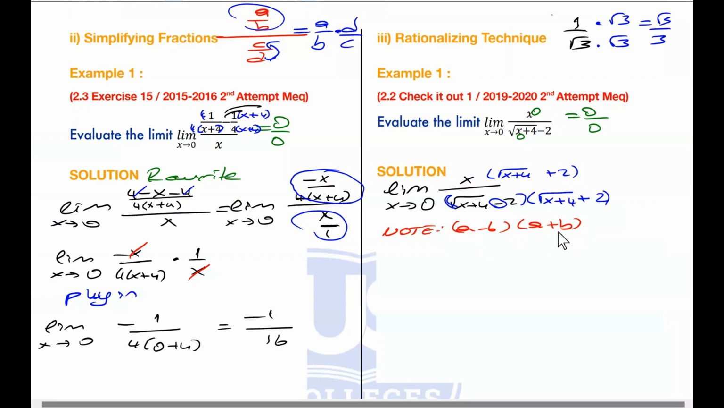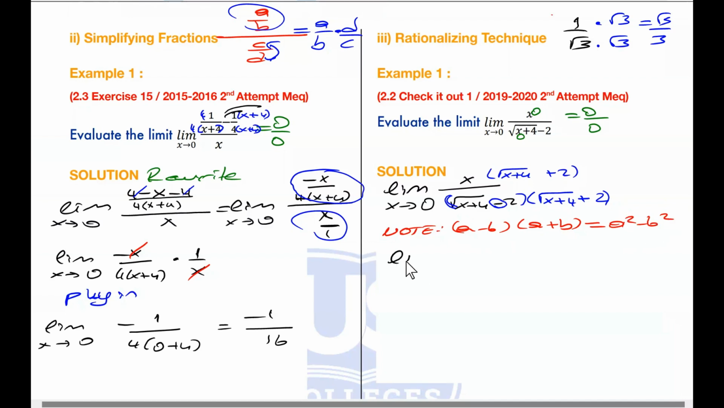How do you factor these kinds of products? A minus b times a plus b. This is a squared minus b squared, right? So I can use the same here. Instead of distributing one by one, taking my time, I can just apply this. I write this as first one squared minus second one squared.